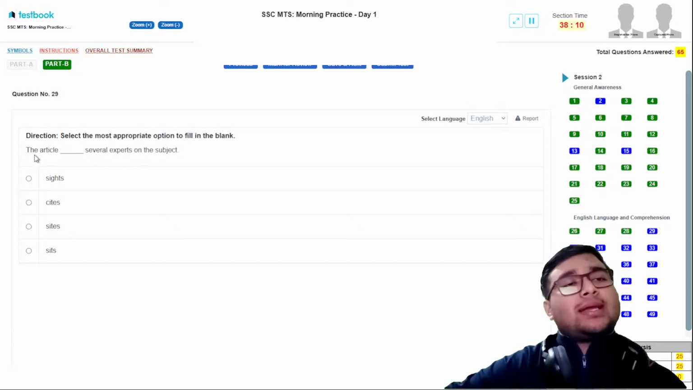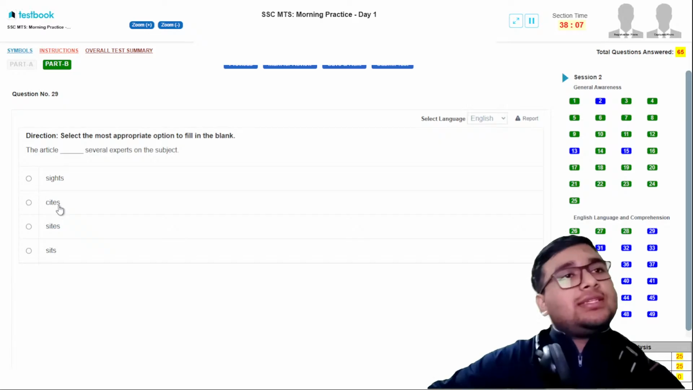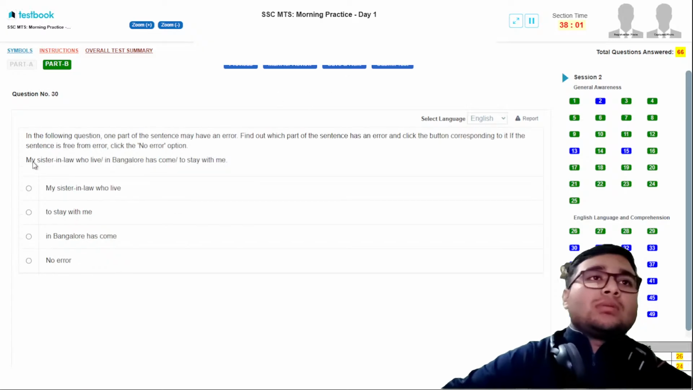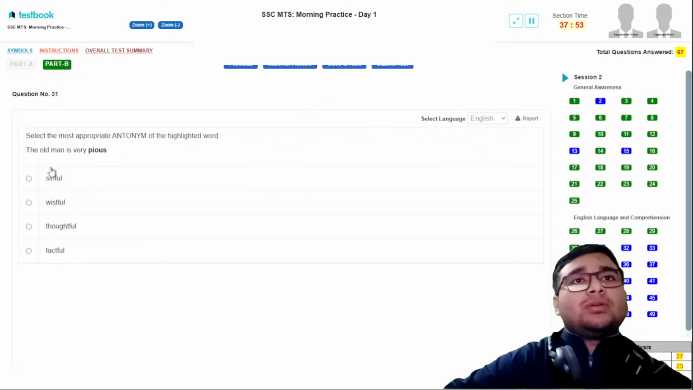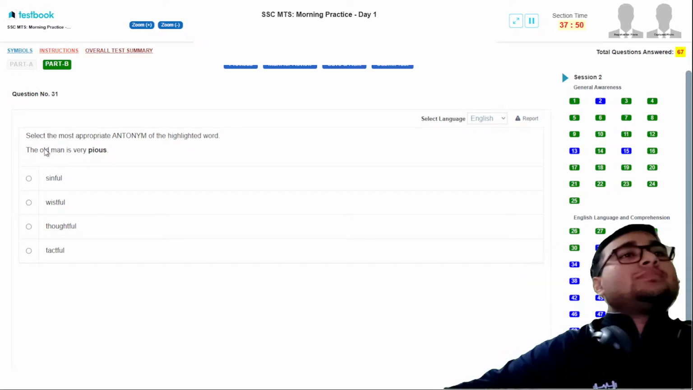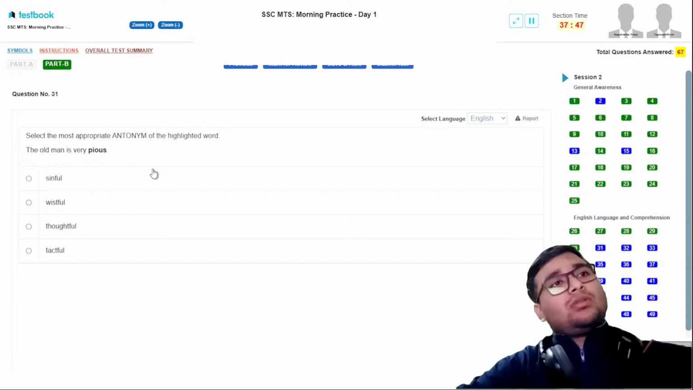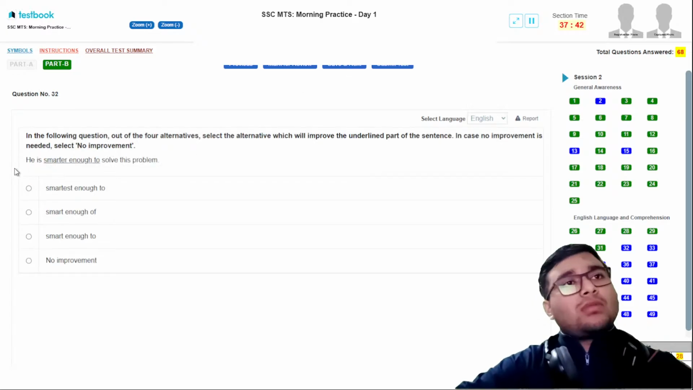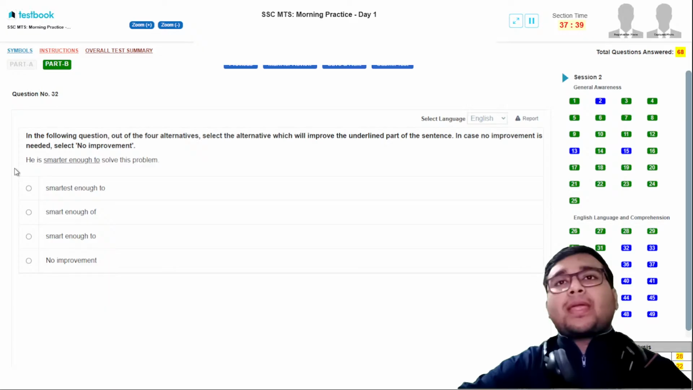The article dash several experts of the subject. The article cites, cite, cities, cites is a different thing. My sister-in-law who lives in Bangalore has come to stay with me. The old man is very pious. He is smart enough to solve this problem. What is to be done in this? Smart enough.